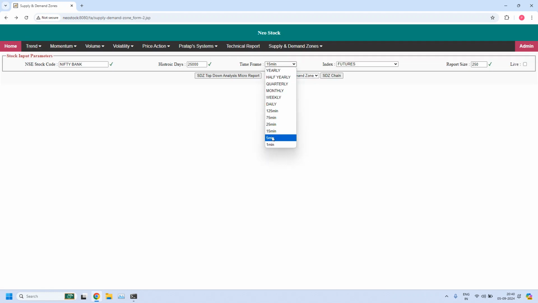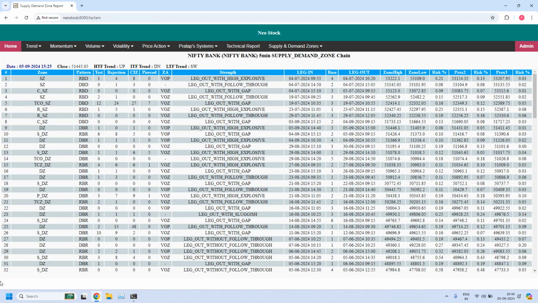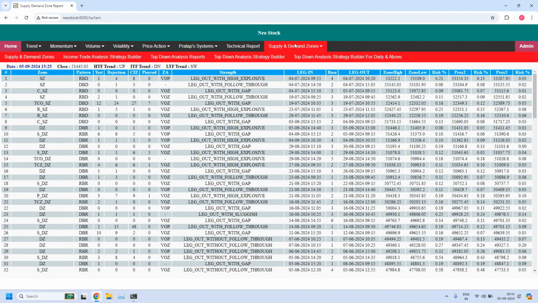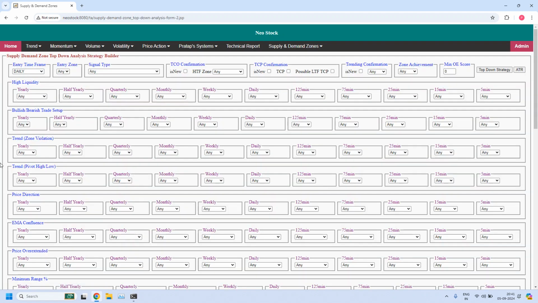Next time frame is 5 minutes. Generating 5 minutes supply demand zone chain for Bank Nifty. So with this we have completed Nifty and Bank Nifty supply demand zone chain. Next we will generate bullish and bearish trade setups for different income trades, all the 4 income trades.